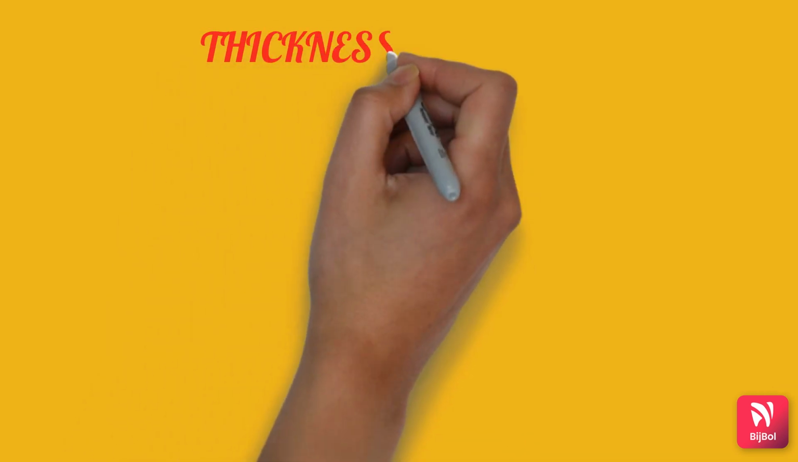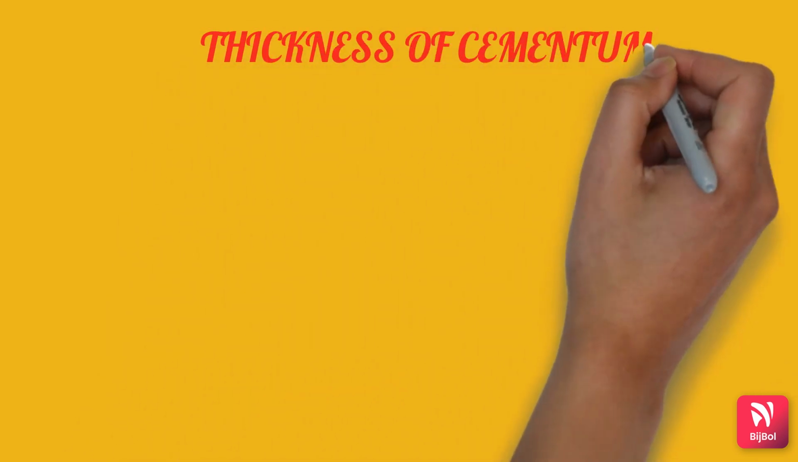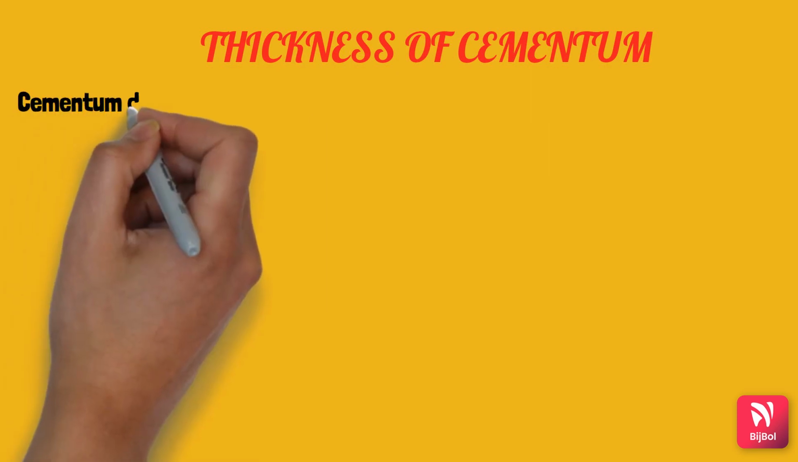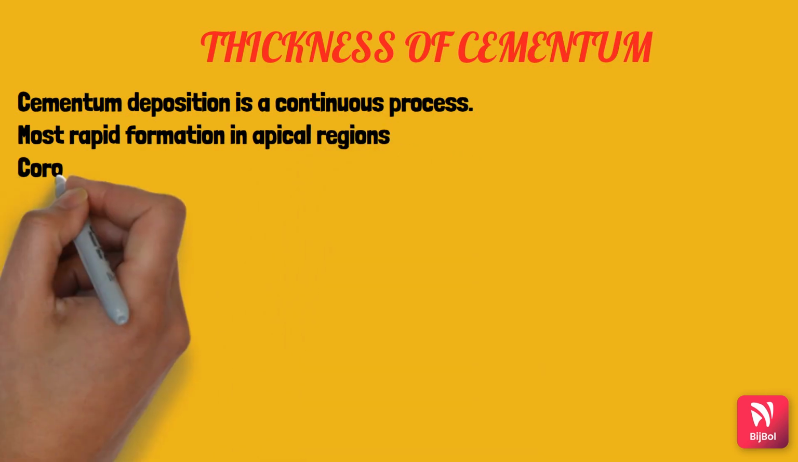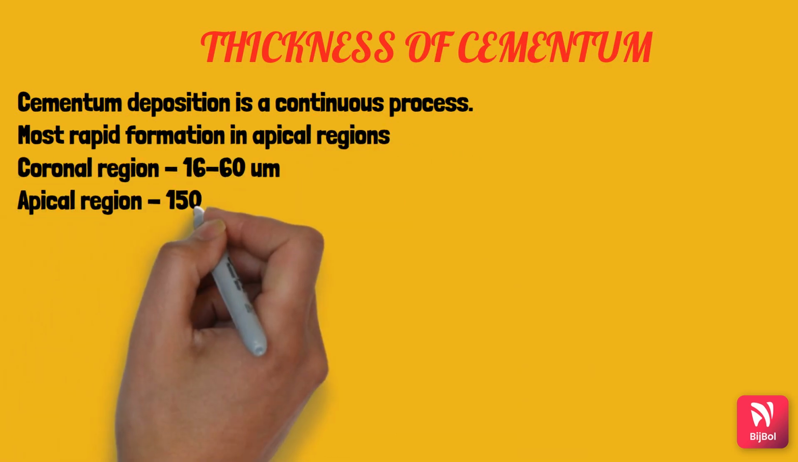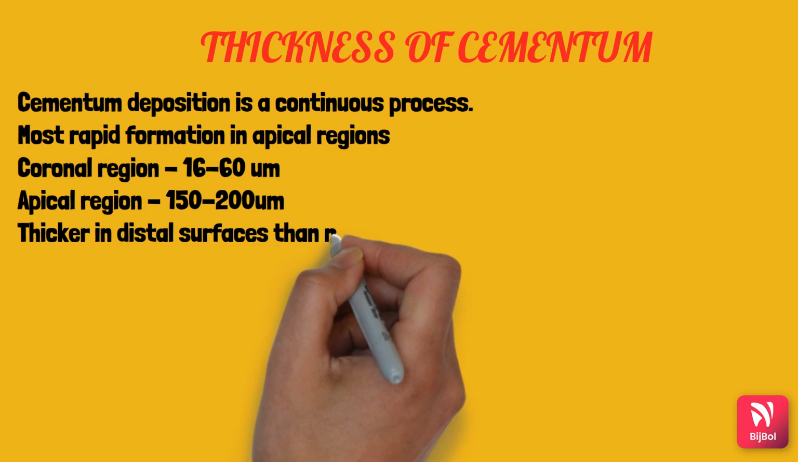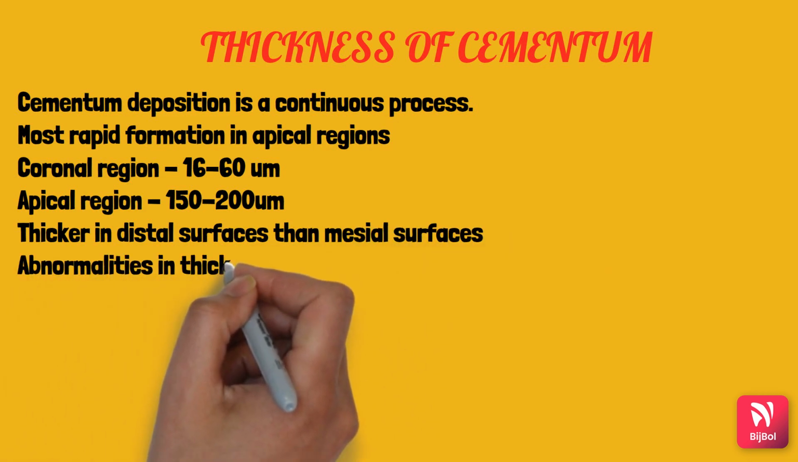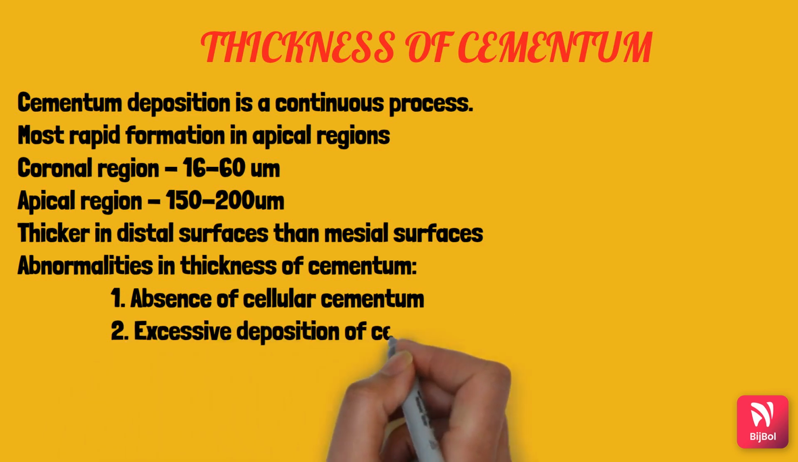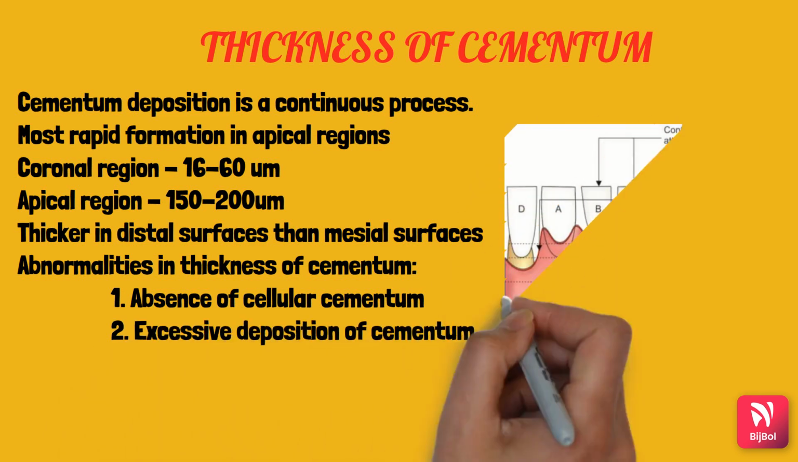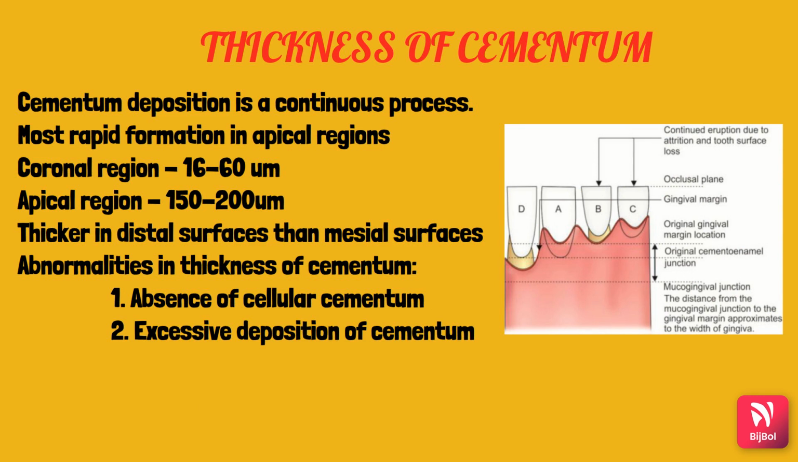Next, we will learn about the thickness of the cementum. In the introductory slide itself, I told that cementum increases in thickness throughout life. So cementum deposition is a continuous process and it progresses throughout life. The cementum formation is most rapid in the apical regions. Its thickness in the coronal region is 16 to 60 micrometers, whereas in the apical region it is 150 to 200 micrometers. So why does the cementum continuously become deposited? The cementum formation compensates for tooth eruption.